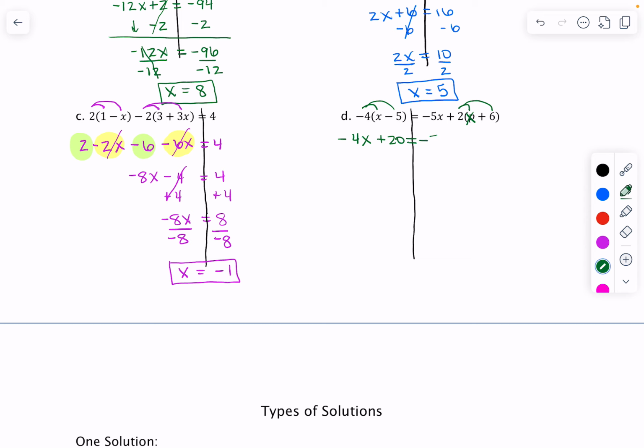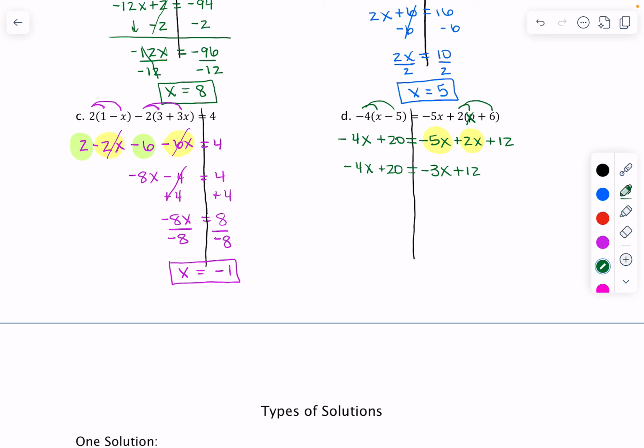I'm going to bring down that -5x. I'm not using him yet. 2 times x is 2x, not p. 2 times 6 is +12. On the right side, I've got 2 like terms. I've got this -5x and 2x. So I'm going to just bring down the left side. And on the right side, -5 plus 2 is -3x. And then bring down that +12.